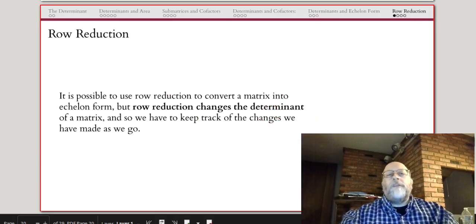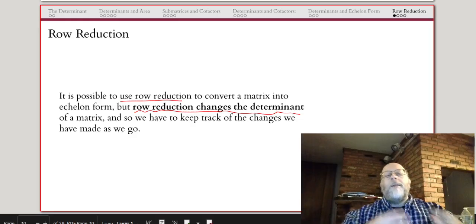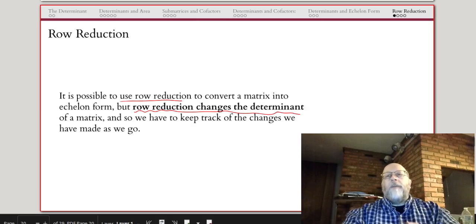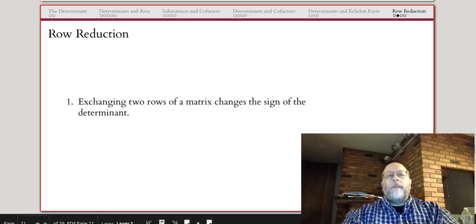So that works if the matrix is already in echelon form. If the matrix is not in echelon form, we can use row reduction to convert it to echelon form, but row reduction changes the determinant. And so we have to keep track of these changes as we go. So let's look at the legal row reduction steps, see what happens, and then we're going to do some examples where we try this.